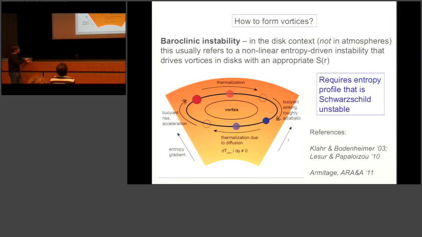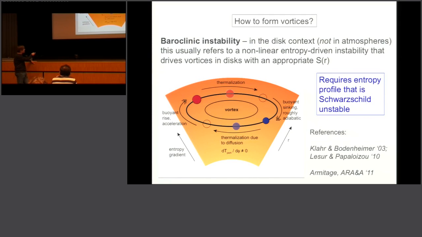But it turns out that a disk that is between the Schwarzschild unstable convection regime and the regime where it would really be unstable, including the rotation, is unstable to a nonlinear instability that works to reinforce vortices. So this is how this works.